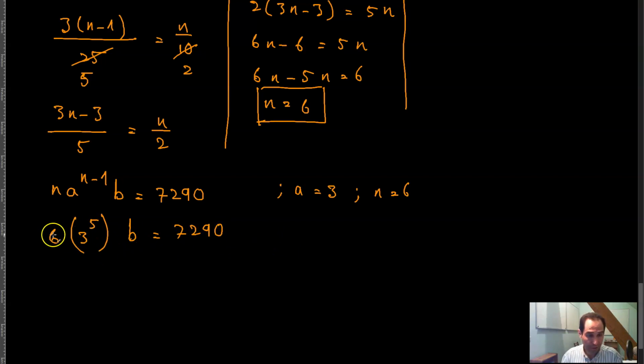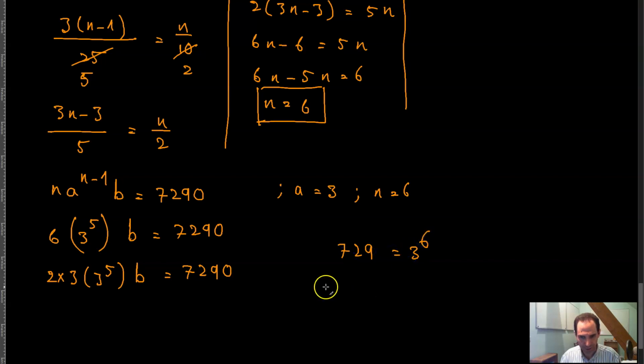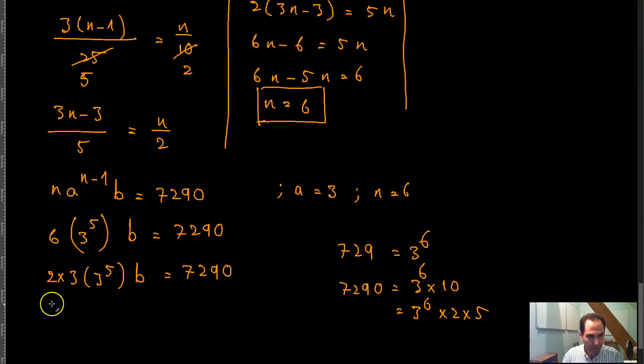So this means that 6 is equal to 2 times 3, right? So 2 times 3 times 3 raised to the power 5, times b is equal to 7290. We said that 729 is equal to 3 raised to the power 6, right? Which means that 7290 is the same thing as 3 raised to the power 6 times 10, which is 3 raised to the power 6 times 2 times 5. Let me check this: 3 raised to the power 6 is equal to 729, okay.